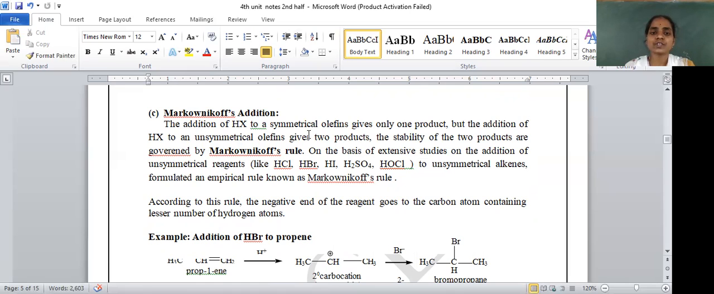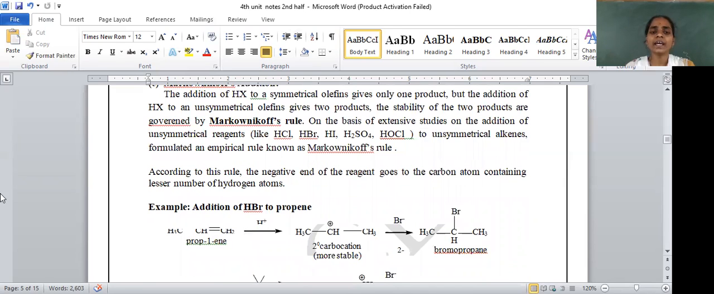So when there is addition of a hydrogen halide, HX, to a symmetrical alkene, it gives only one product. So simple addition. Whereas when the hydrogen halide is added to an unsymmetrical alkene, we get two products. So how can we decide the stability of the two different products? That is governed by the Markovnikov rule.